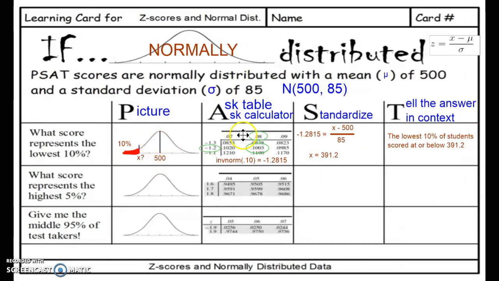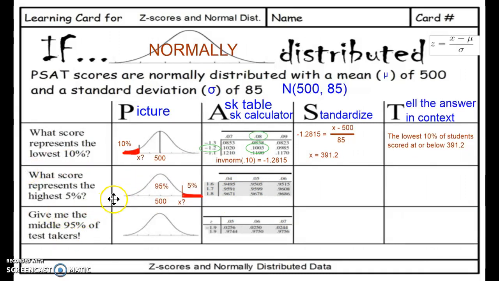You draw the picture, you ask your calculator or table to get the z-score, you standardize by plugging into your z-score formula, and then you answer your question in context. I'm going to quickly go through the rest of these other two examples, and you can follow my work once I get them all filled in.